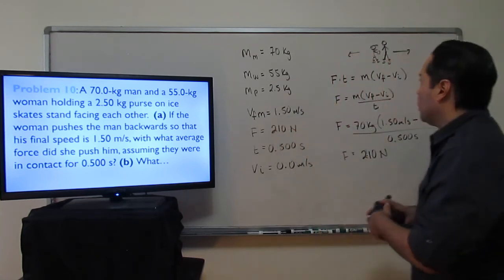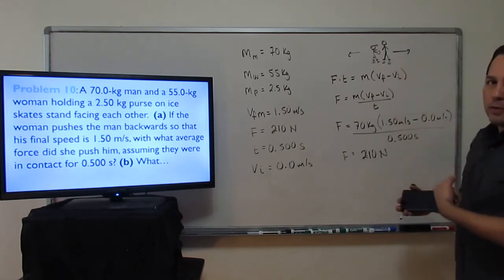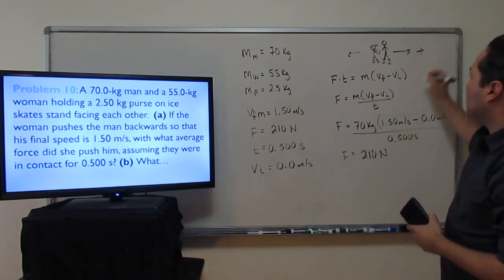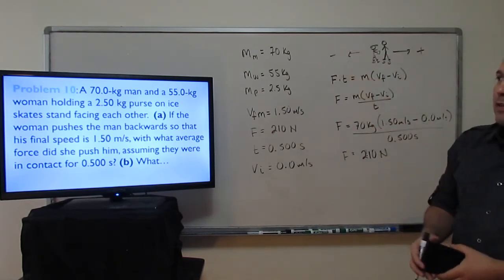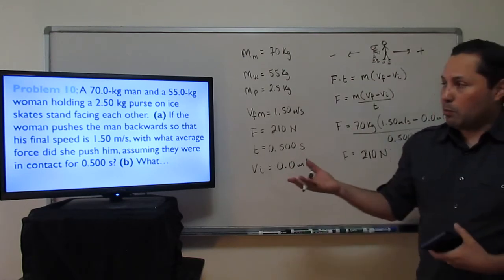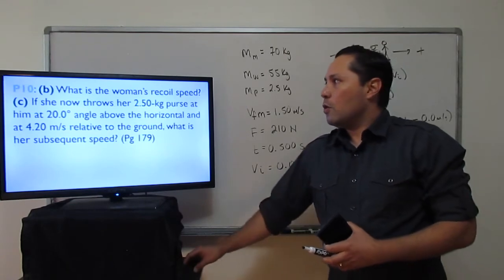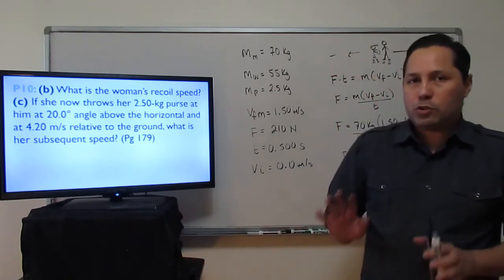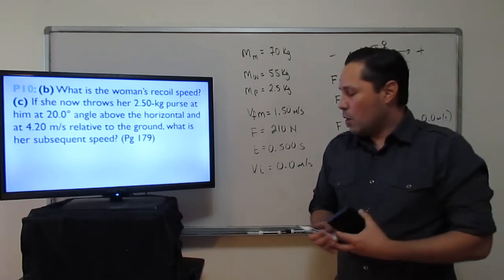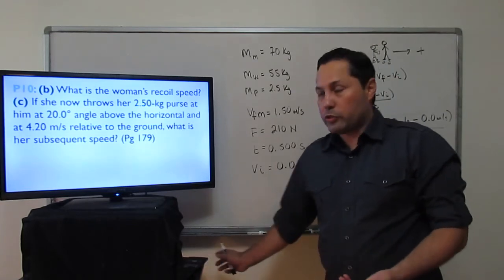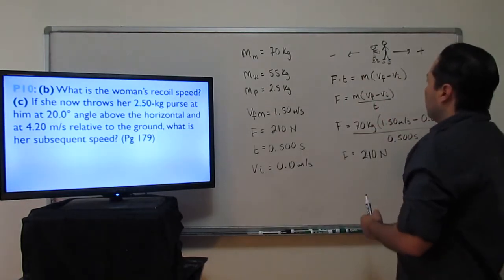Notice how it's positive because she put the force in the direction towards the right, which we said is positive; towards the left is going to be negative. Alright, so that is part A. Let's move along to part B. Part B asks, what is the woman's recoil speed? So after she pushes away from him, what will be her speed, assuming it's a closed system? Let's go ahead and figure that out.